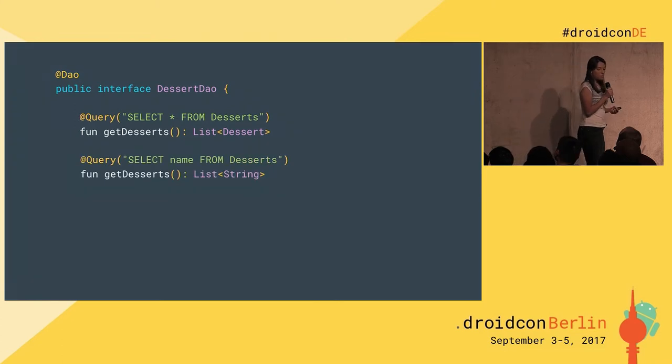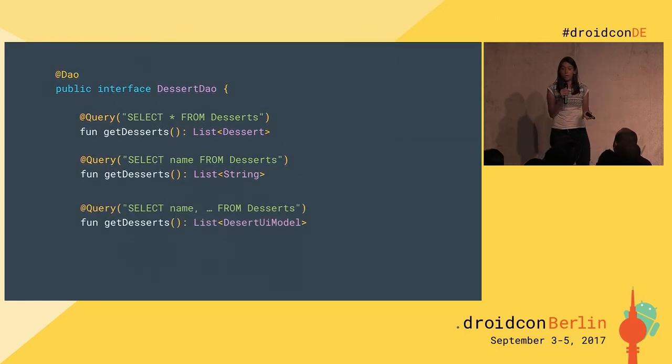So we don't really need to return just the entities like Dessert, but we can also return a smaller set of columns. So for example, we can just get the dessert names and return a list of strings. Or if our dessert is more complicated and we want to display it on the UI, we can just return a smaller subset and get, let's say, a DessertUiModel. So the object that can be returned from the query can be an entity, but also a data model that you define.